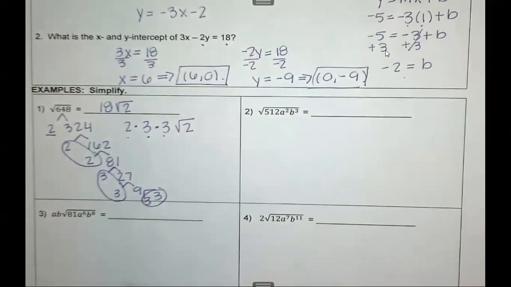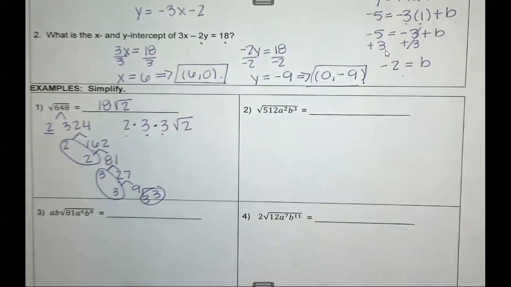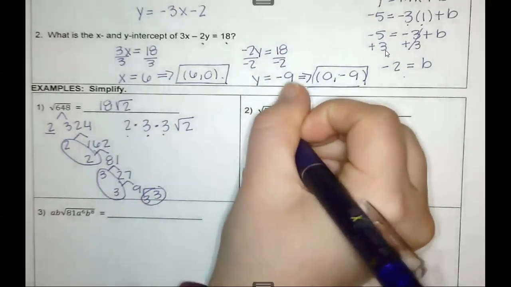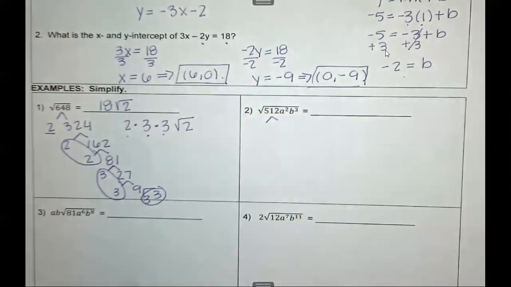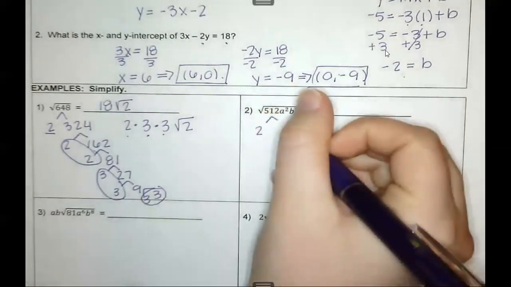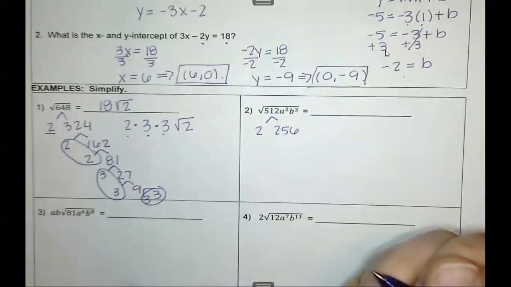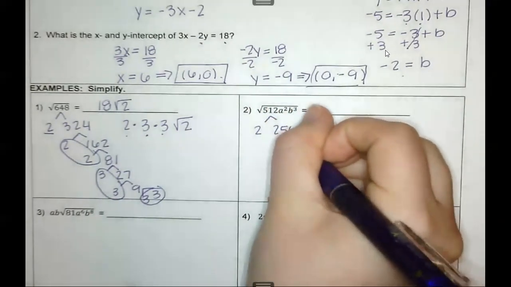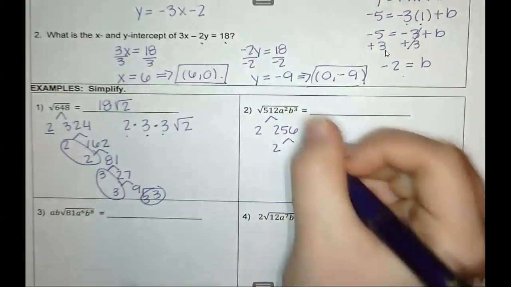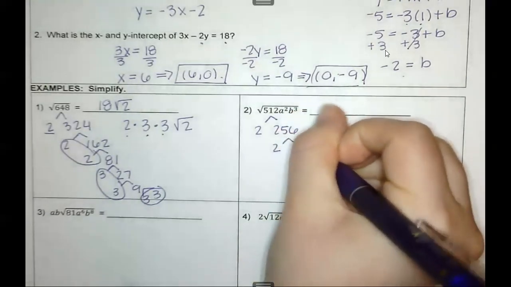All right, number 2 has both numbers and variables. So this is just like our last set of notes. So first, I'm thinking about what multiplies to give me 512. It is even, so I can use 2. 2 and 256 will give me 512. Again, that number is even, so I can split it by a 2. 2 and 128.